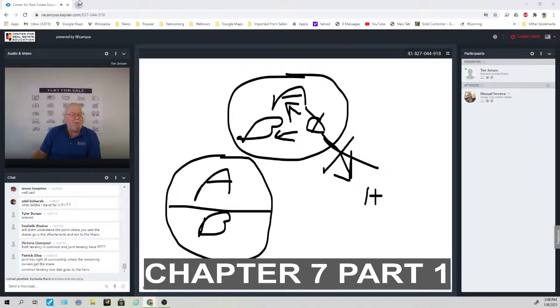Both tenancy in common and joint tenancies could have the four unities. They don't have to in a tenancy in common. You could have unequal interest. You could have ownership at different times, be named with different titles. So if you don't have all four unities, you could not be joint tenants. Joint has right of survivorship, where remaining owners get the share. Common tenancy, if one dies, goes to the heirs. Yes.